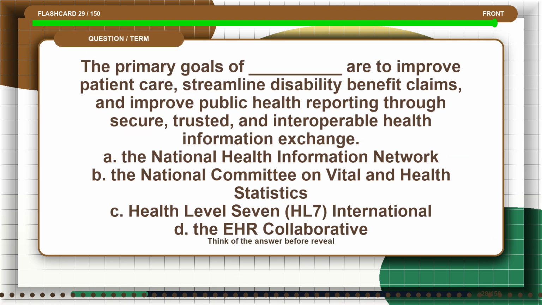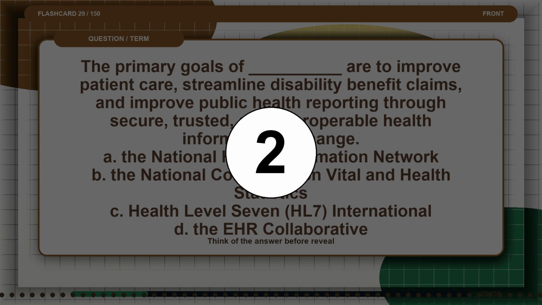Flashcard 29. The primary goals of blank are to improve patient care, streamline disability benefit claims, and improve public health reporting through secure, trusted, and interoperable health information exchange. A. The National Health Information Network, B. The National Committee on Vital and Health Statistics, C. Health Level 7 HL7 International, D. The EHR Collaborative. Think of the answer before the reveal.